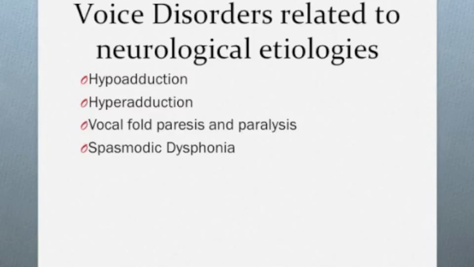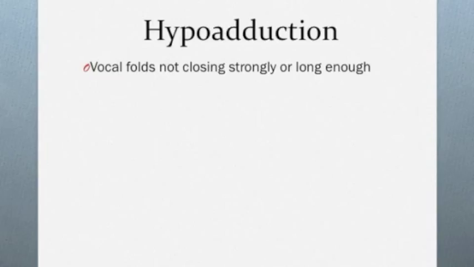Voice disorders related to neurological etiologies include hypoadduction, hyperadduction, vocal fold paresis and paralysis, and spasmodic dysphonia. Hypoadduction is defined as difficulty making the vocal folds close strongly enough or long enough for normal phonation. Myasthenia gravis, Parkinsonism, and peripheral nerve damage are some of the neurological disorders with hypoadduction problems. The voice quality for clients with hypoadduction is weak and breathy, where the voice often deteriorates throughout the day.